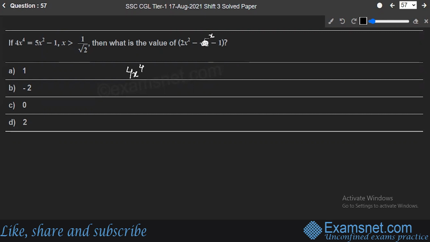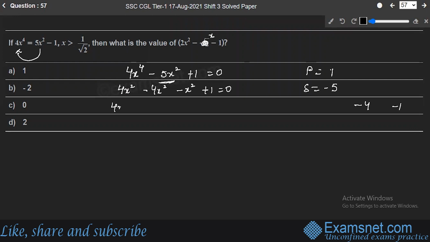4x raised to power 4, I'll take all of these terms on the left hand side. So this will be minus 5x square minus 1 is equal to 0. Splitting the middle term, you will have 4x raised to power 4. You want two such numbers. Product of the two numbers is 1 and sum of the two numbers is minus 5. Such two numbers are minus 4 and minus 1. So this will be 4x raised to power 4 minus 4x square minus x square plus 1 is equal to 0.